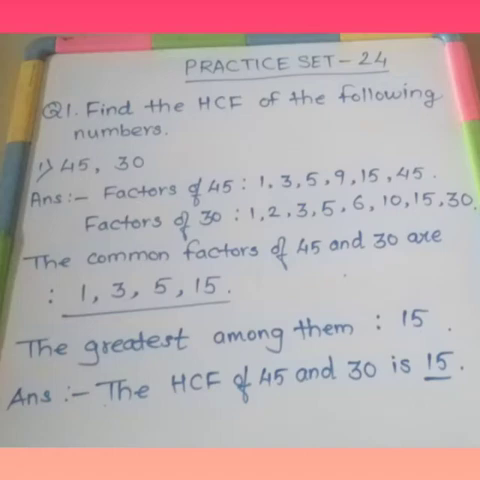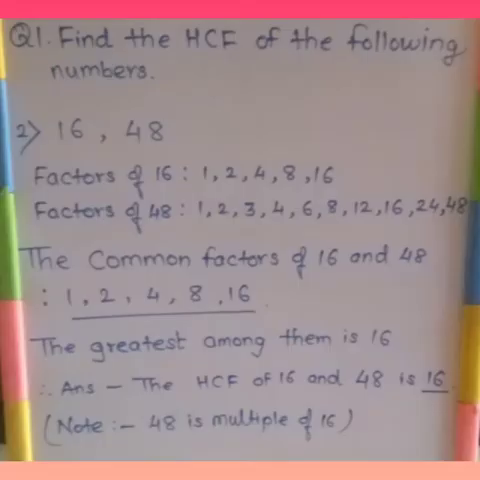Answer. Factors of 45: 1, 3, 5, 9, 15, 45. Factors of 30: 1, 2, 3, 5, 6, 10, 15, 30. The common factors of 45 and 30 are 1, 3, 5 and 15. The greatest among them is 15. Therefore, the HCF of 45 and 30 is 15. Now, second sum: 16, 48.